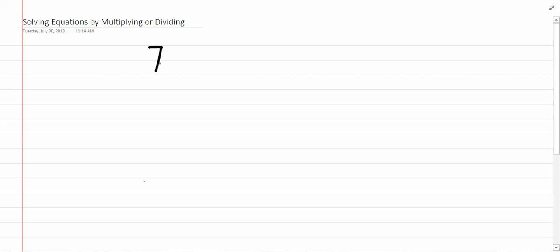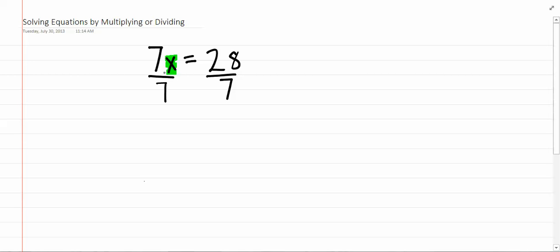Let's look at 7x equals 28. Now, just to review, our goal is to get x by itself. In other words, we're trying to figure out what number we can plug in for x to make this whole statement true. To do that, we have to do some inverse operations. So here we have 7 times x. Now, the opposite of multiplication is division. So we're going to divide by 7 on both sides of the equal sign.